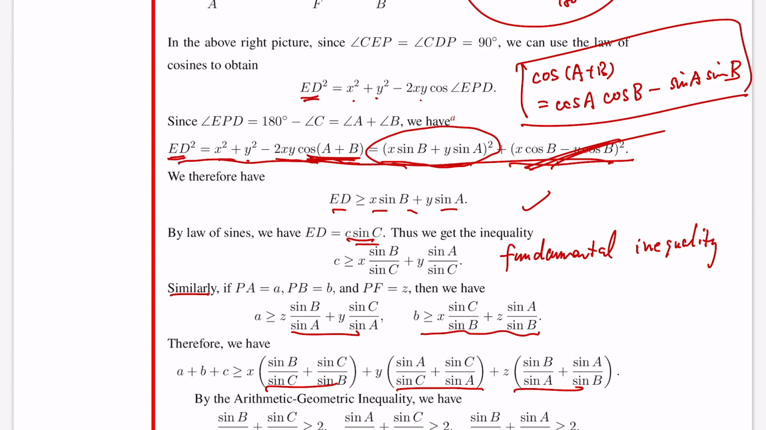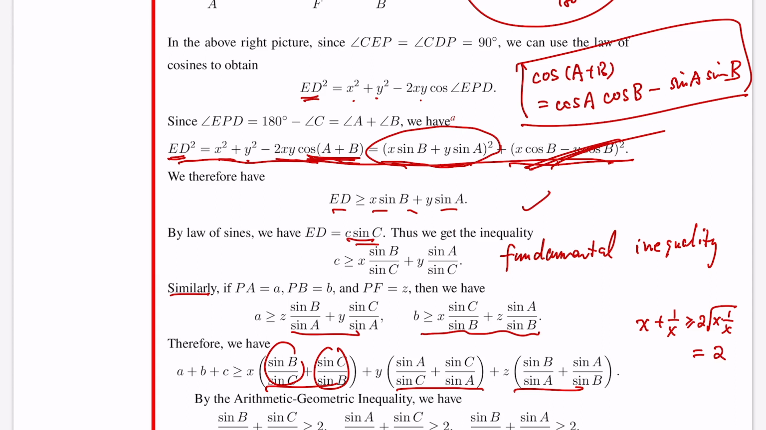And then you observe that these 2 numbers are reciprocals of each other. So then we would use the arithmetic and geometric mean inequality I mentioned at the beginning of the class. Basically this says: if x is a non-negative number, then x plus 1 over x is bigger than or equal to 2 times the square root of x times 1 over x, which happens to be equal to 2.